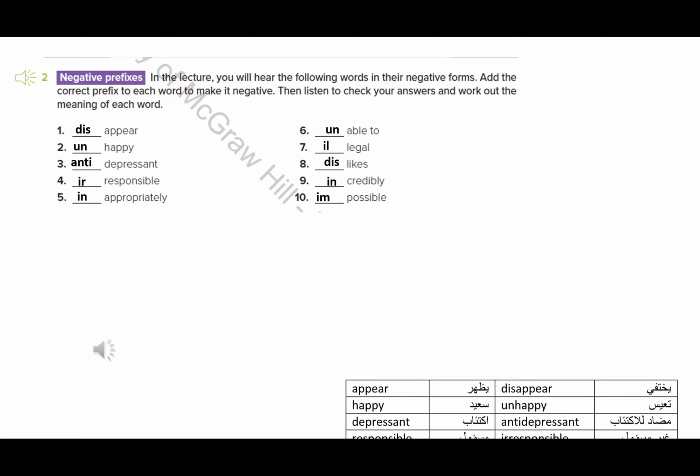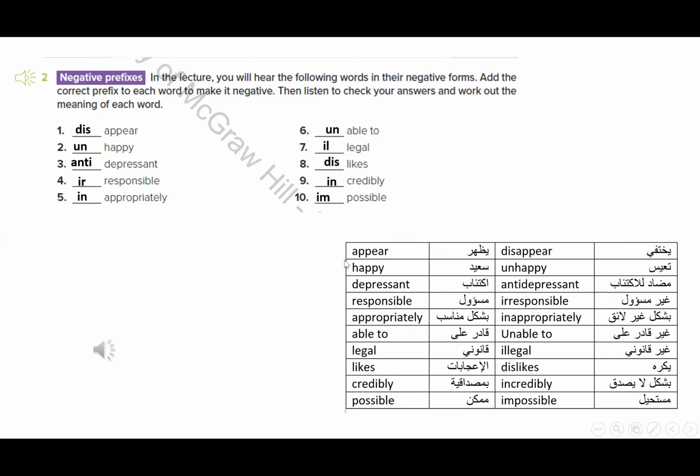Let's go on. These are the words and the negative or the opposite meaning. Appear, disappear. Happy, unhappy. Depressant, antidepressant. Responsible, irresponsible. Appropriately, inappropriately. Able to, unable to. Legal, illegal. Likes, dislikes. Credibly, incredibly. Possible, impossible. You can stop the video for 1 minute to read them again.